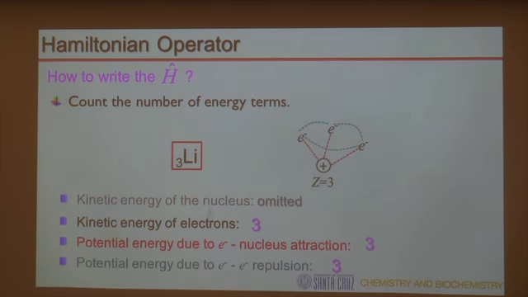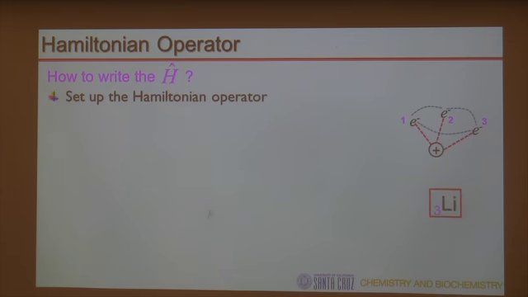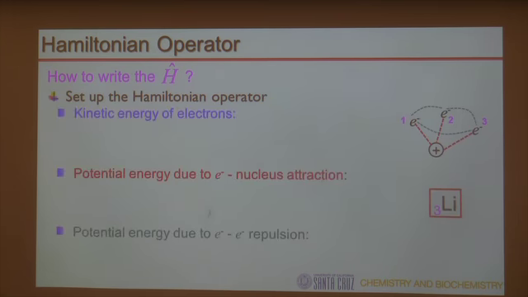Okay, so the next step is to write out all those 9 terms. So set up the Hamiltonian operator. We have the 3 groups. And for this one, we know 3, this one 3, this one 3. So what are the 3 here? Remember, I introduced that the kinetic energy operator looks like negative h-bar squared over 2m times the Laplace operator, right? And here we have 3 of them.